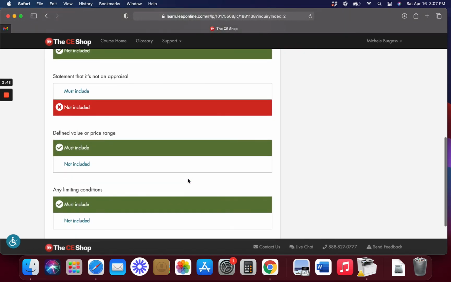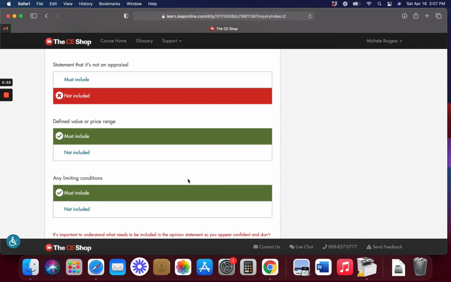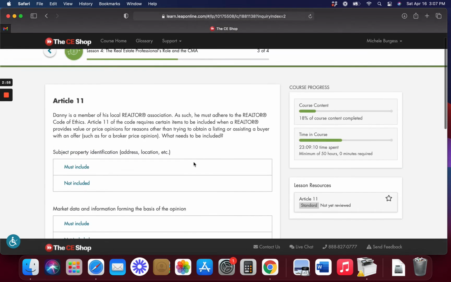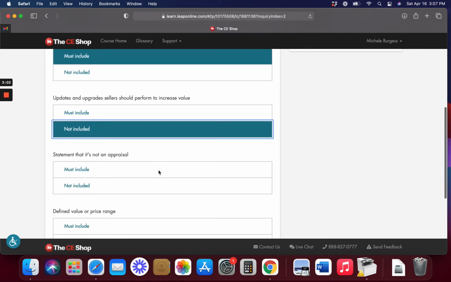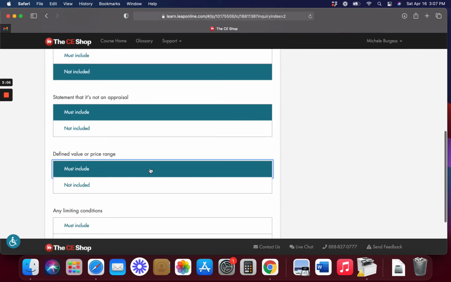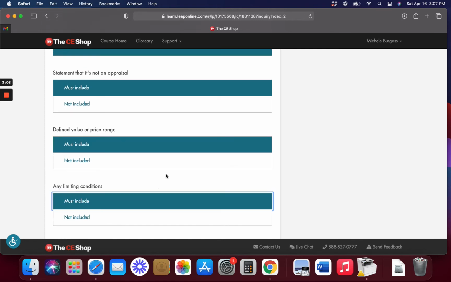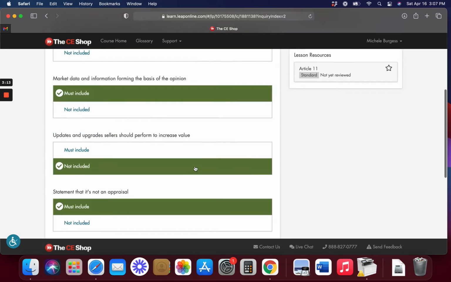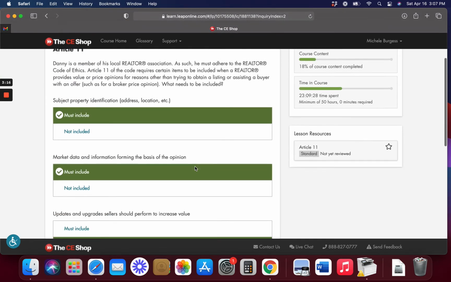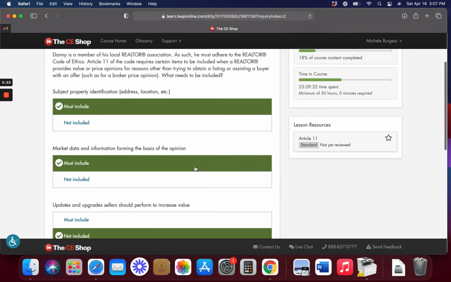All right, you need to define value and include some price ranges. You need to include any limiting conditions. And you need to include a statement that it's not an appraisal, because we don't do certified appraisals. We already talked about that in some of our other videos. Article 11 of the Code of Ethics is going to be important to know: what you include in a CMA.